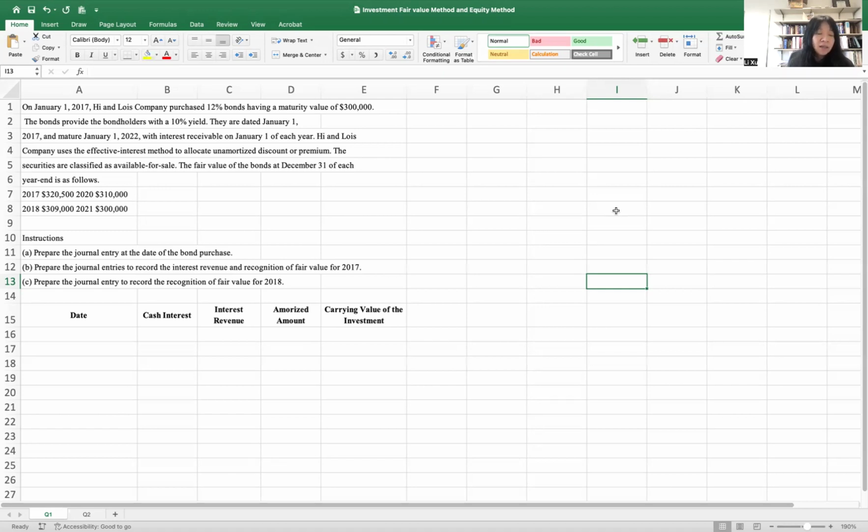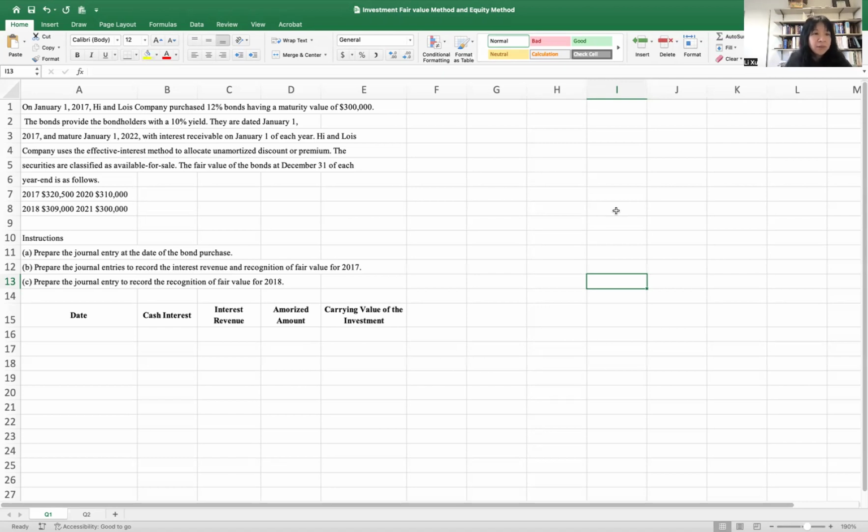Okay. And this also tells you the fair value of the bond at the end of each year. We need to use this number for our fair value method adjustment. So here it tells you 2017, 2018, 2020, and 2021. Okay, so let's take a look at this question.